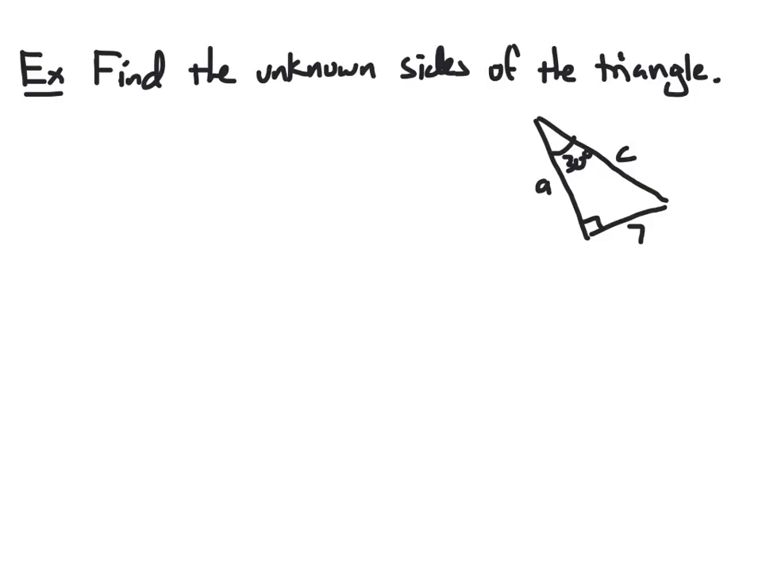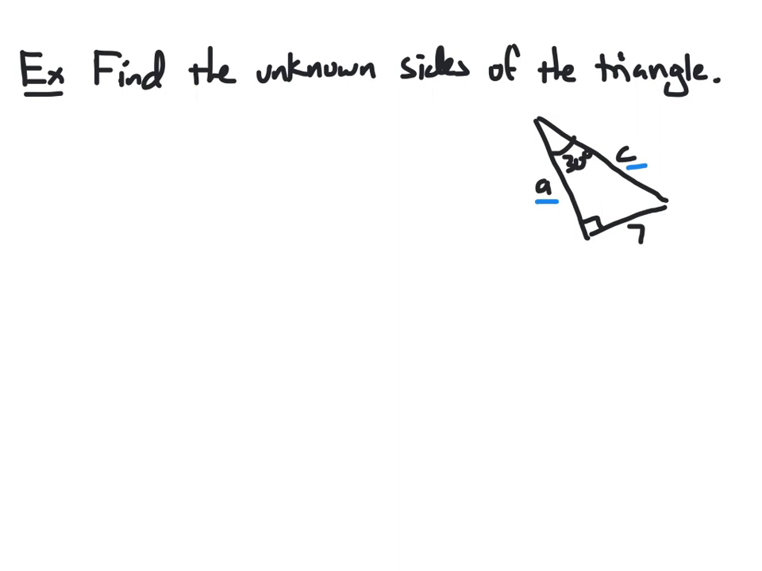In this example, we want to find the unknown sides of the triangle. This triangle has a 30-degree angle labeled for us, and the side opposite that angle is length 7. The other two sides are labeled A and C, and those are the lengths that we would like to find.